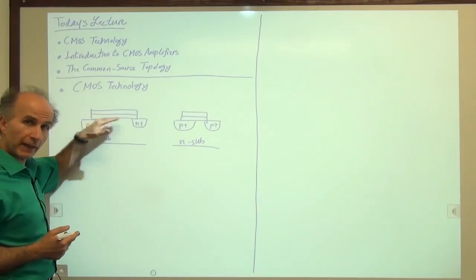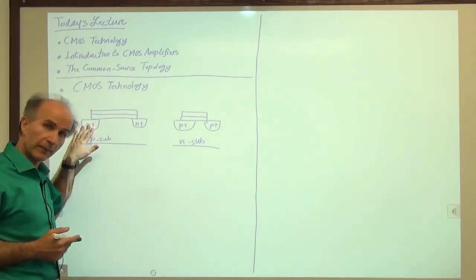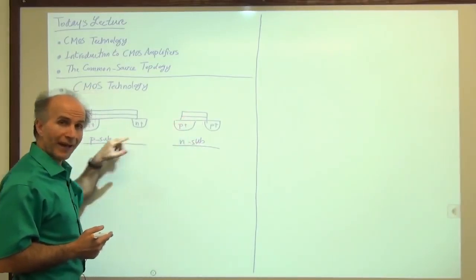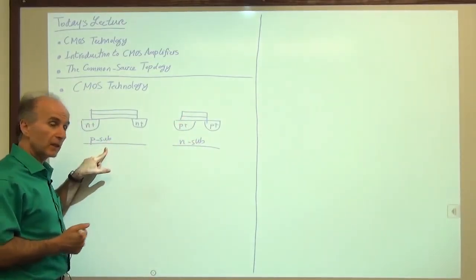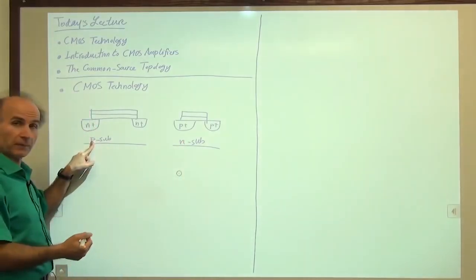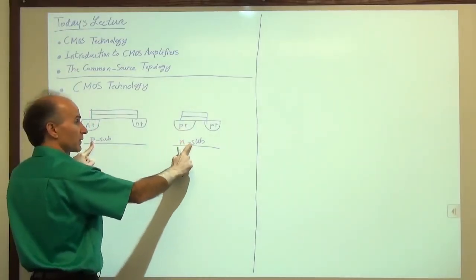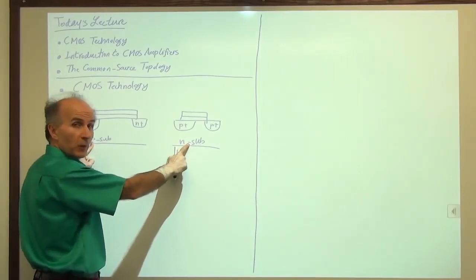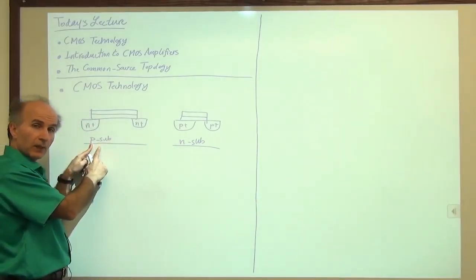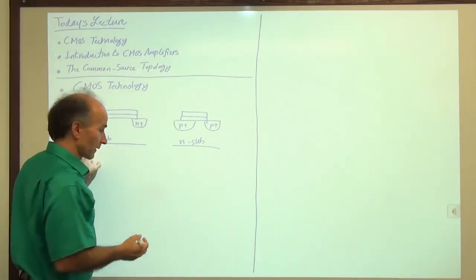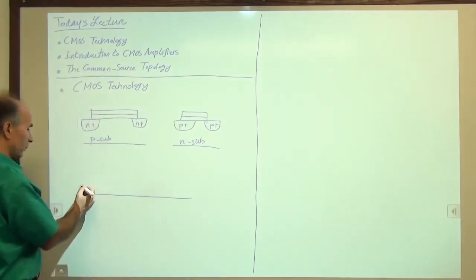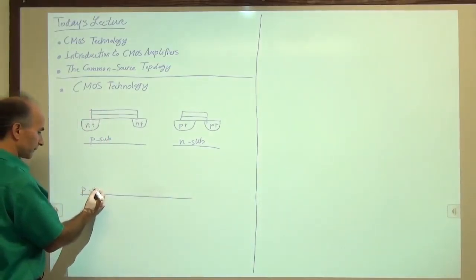And then we go ahead and build our NMOS devices. Not a problem. But then how do I build this PMOS device on a P-type wafer? This PMOS device wants to see an N substrate, whereas the wafer that we bought is a P-type wafer. Right? But there's a clever solution for this. So here's how the solution works. We start out with a P-type wafer, P substrate.